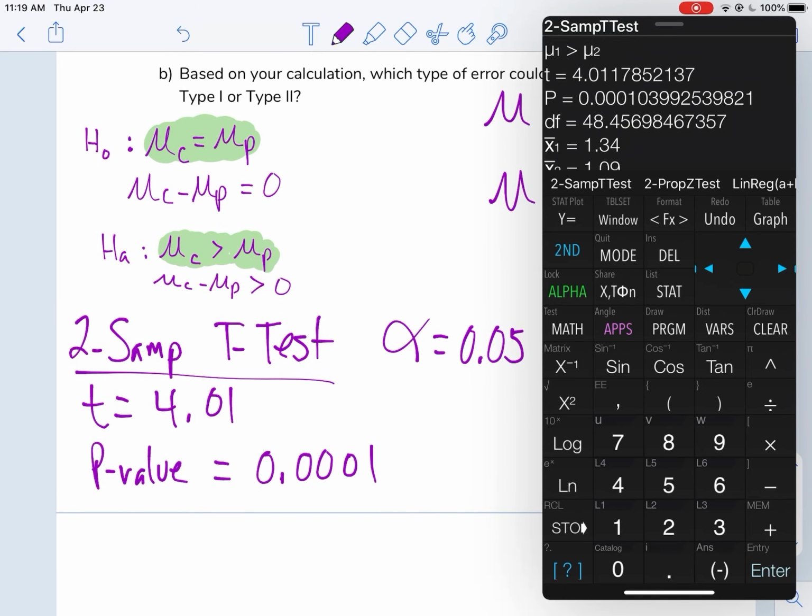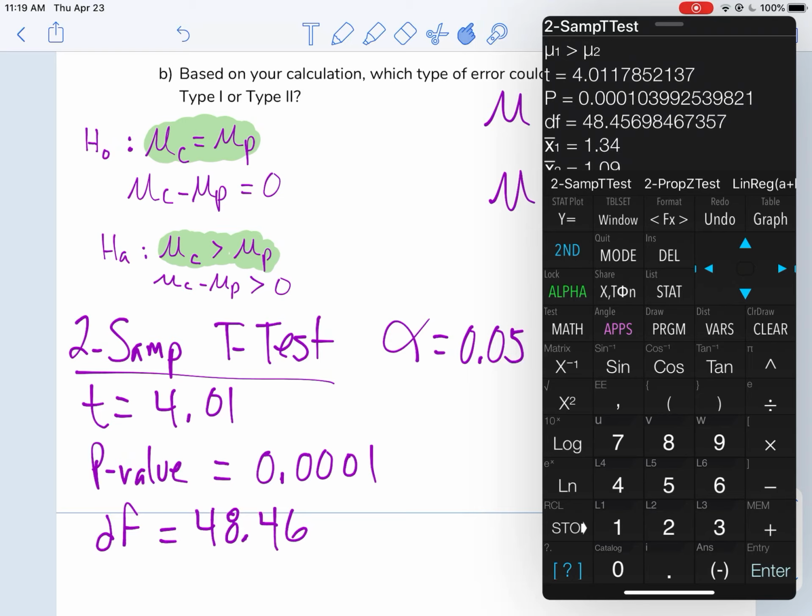All right, I'm going to put down degrees of freedom too. Good thing to keep down here. You'll notice that it's in decimal form. Your calculator calculates the degrees of freedom. It's a bit tricky to do by hand, so that's why we let our calculator do a lot of the work here. All right, so I got a p-value that's pretty darn low.